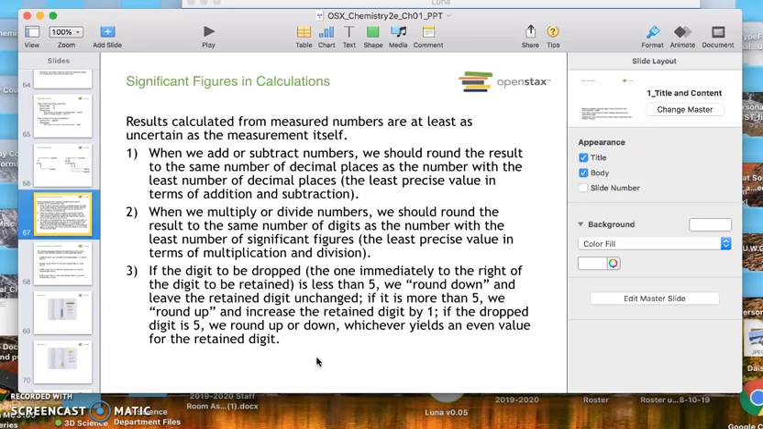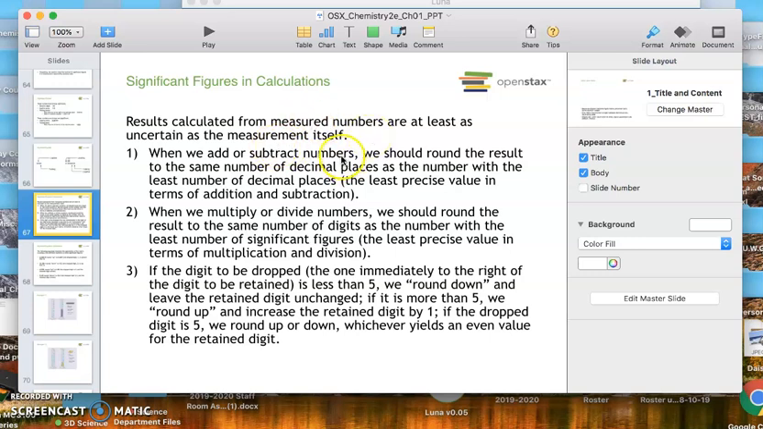Now, with significant figures, there are rules to apply when you're calculating a number. Okay, so we'll talk about the rules, and then we'll learn about calculating density and do some examples there. That way you're able to apply some of the information that you're learning. So here are the rules for significant figures.